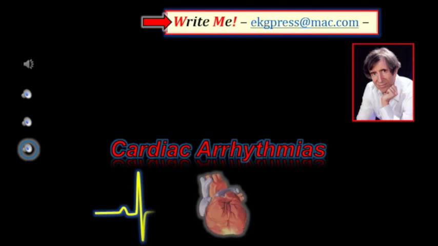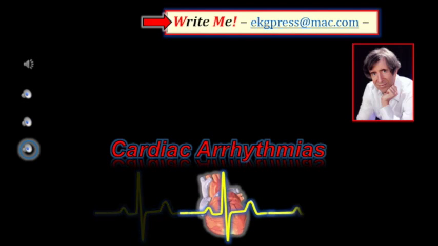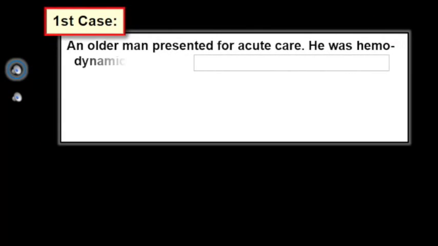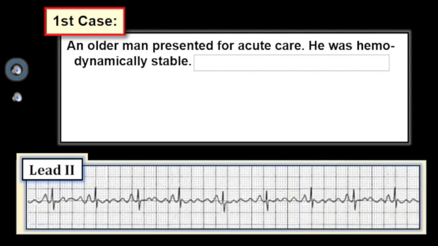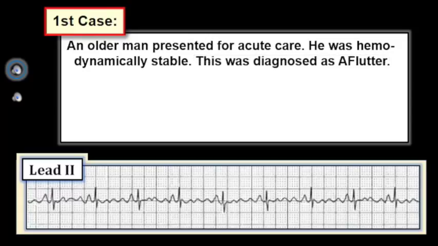On to today's topic. I'm going to begin with this case. An older man presented for acute care. He was hemodynamically stable, and this was the rhythm seen on a long lead 2 rhythm strip. This rhythm was diagnosed as atrial flutter.